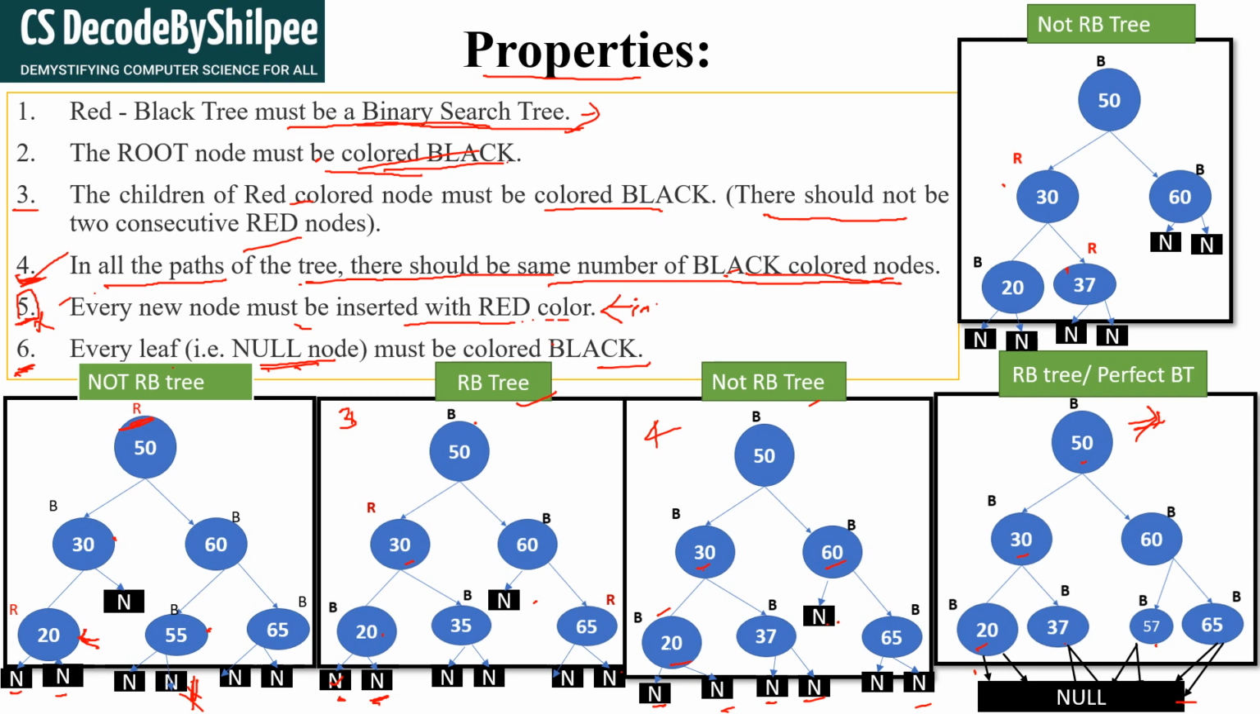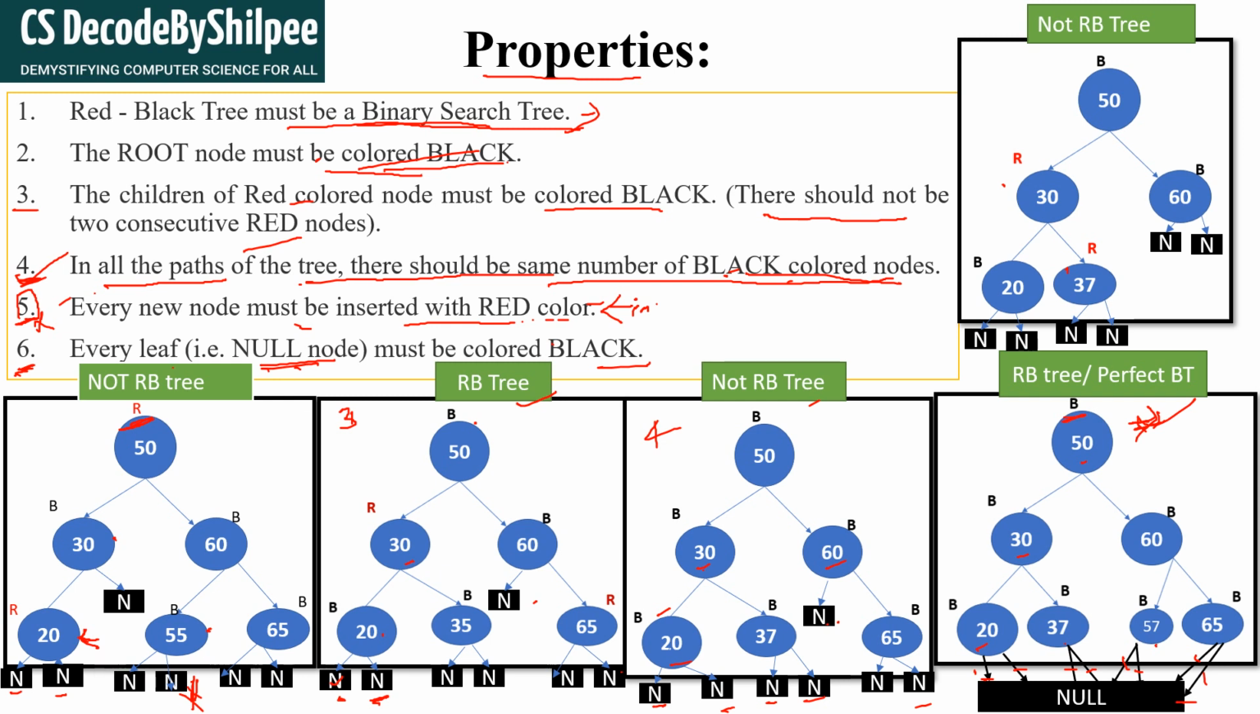The root must be black colored. Yes, the root is black colored, so the second property is also satisfied. The third property says that the children of a red colored node must be black. Here there are no red children, so it is not required to check. Third is also following. Coming to the fourth property: in all the paths of the tree, there should be the same number of black colored nodes. Now how many paths do we have? 1 path, 2 path, 3 path, 4, 5, 6, 7, 8 paths. In total 8 paths you have to check.